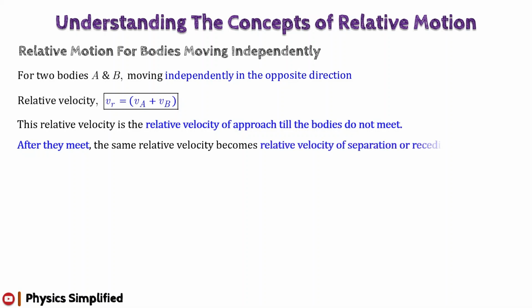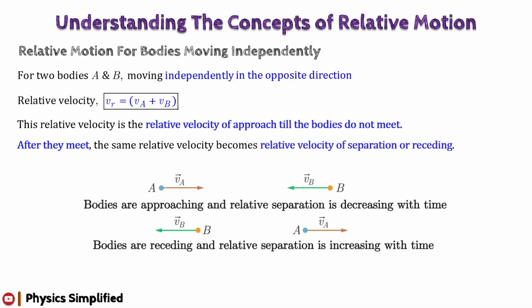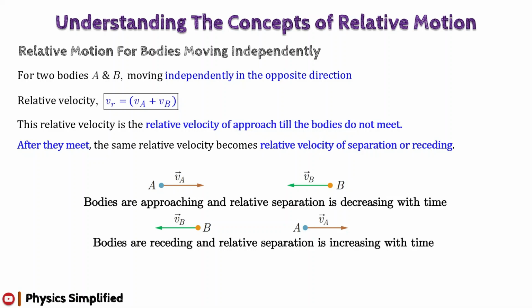When two bodies approach each other, their relative separation decreases with time. But when the same two bodies recede or move away from each other in opposite direction, their relative separation increases with time.